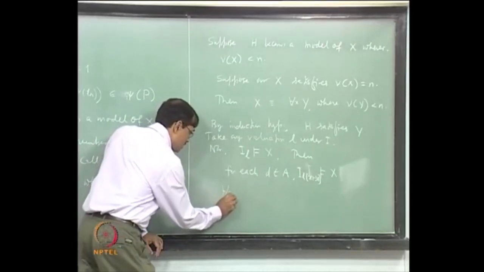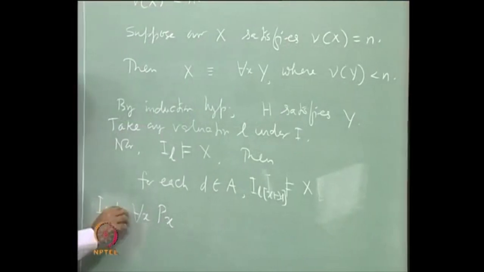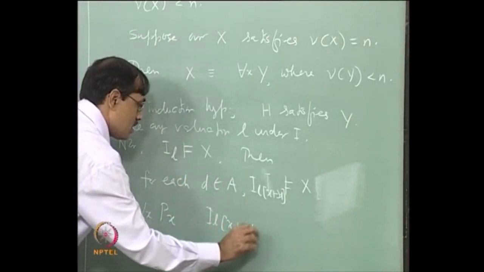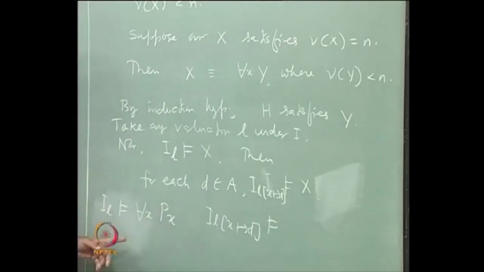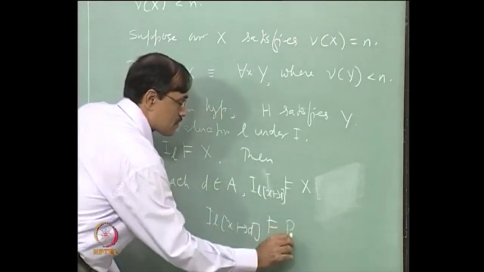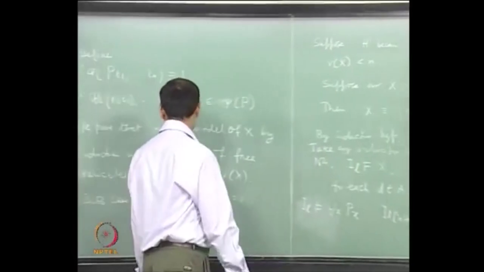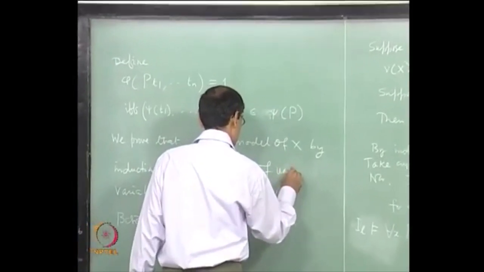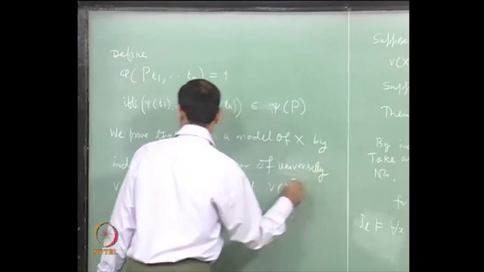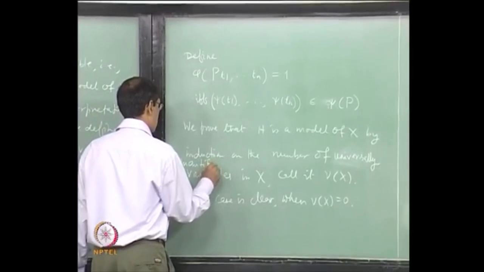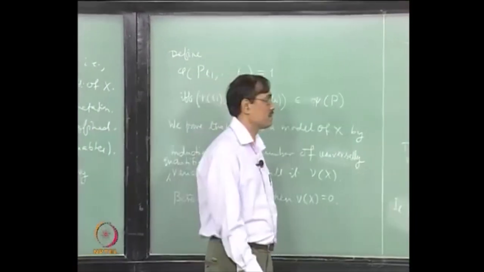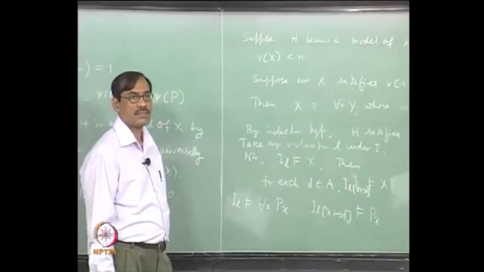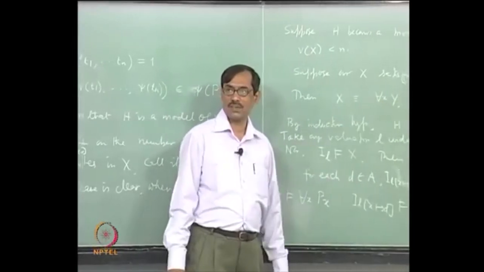This is how you have for each x p x. Now you say I L satisfies this. This happens when for each d in A, I L x to d satisfies what? P x, not for each x p x, right? It should satisfy p x. So for that, what we do, instead of free variables, you say universally quantified variables. Okay, that will clarify it. Then continue on induction on that. Then there is no problem. Okay, that is true because of the terminology. It becomes the opposite.